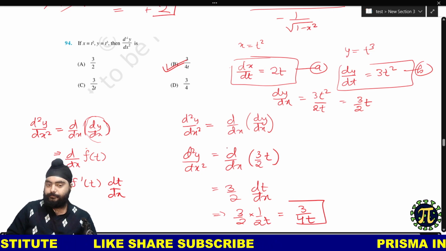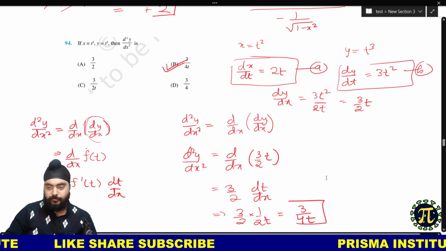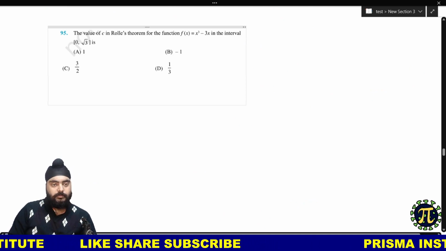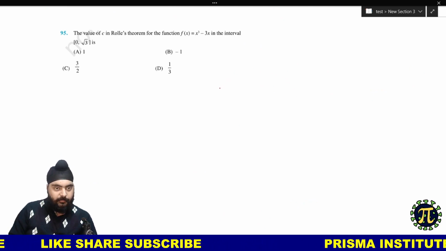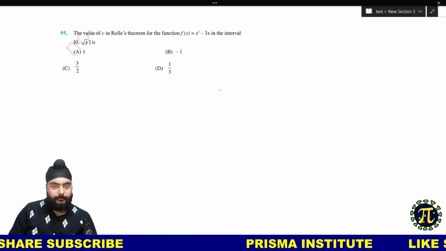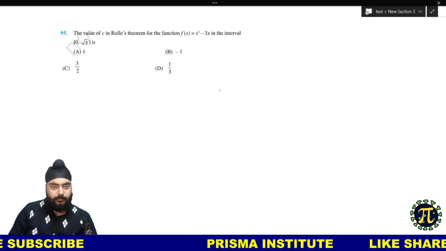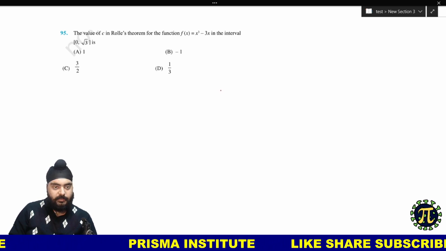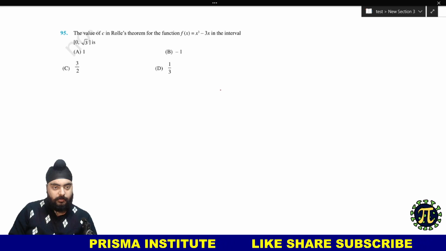So let's move to next question. Okay, so in this question, find the value of c in the Rolle's theorem for the function f(x) is equal to x cube minus x in the interval 0 to root 3.